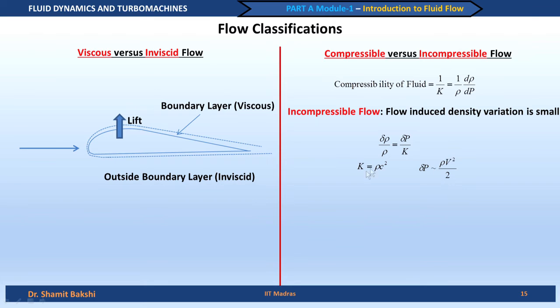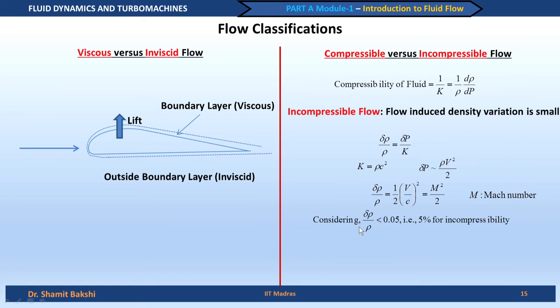If you plug in this expression in this equation, what you get is like this. Delta rho by rho is basically, so you plug in delta P as rho v square by 2 and K as rho c square, rho cancels out and we get half (V by C) whole square. V by C is defined as Mach number. So, this is basically the velocity in the fluid divided by velocity of sound through the fluid. Now, del rho by rho can be written as Mach number square by 2.